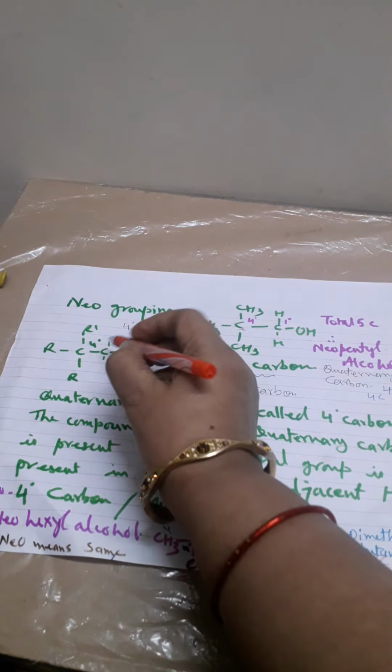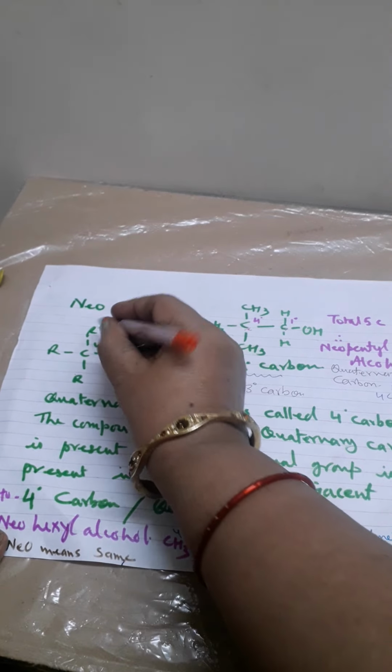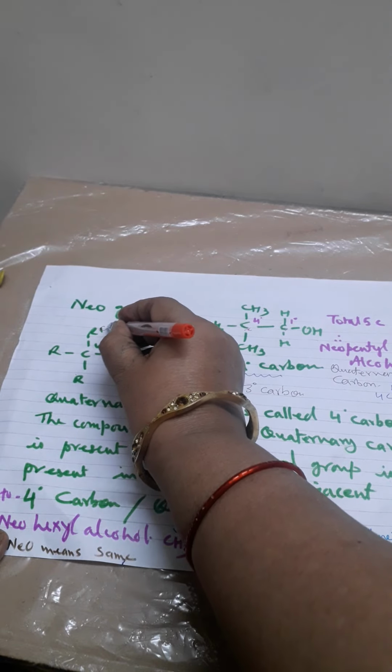Now we will discuss other things. See, here I have taken a substituent group also. Neo grouping, as I discussed, has a 4 degree carbon, and this alcohol is a 1 degree alcohol in this case. See, here total 5 carbons, so neopentyl alcohol. And here total carbons 1, 2, 3, 4. Here I have written R. This R should be the same grouping, CH3. Okay, so CH3. Tertiary carbon.